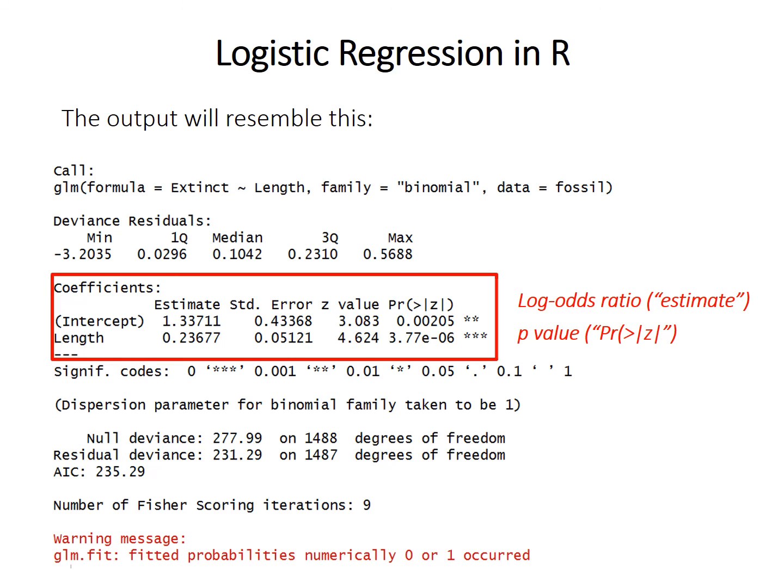But the warning tells you that what often happens is that the coefficients themselves, the estimates, might be inflated, might be larger than they really should be. So there are ways to deal with this, but I'm not going to cover them. Just take note that if you get this warning message, you might want to reevaluate the model that you're running and look into it in more detail. But really, for our purposes, the key thing is to look at these coefficients, particularly which tells you how the independent variable, length in this case, affects extinction risk. The log odds ratio, 0.23677 here, and the p-value are the key things that we're going to be looking for in this class.